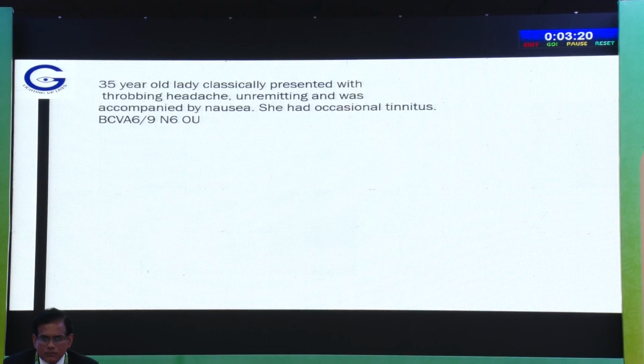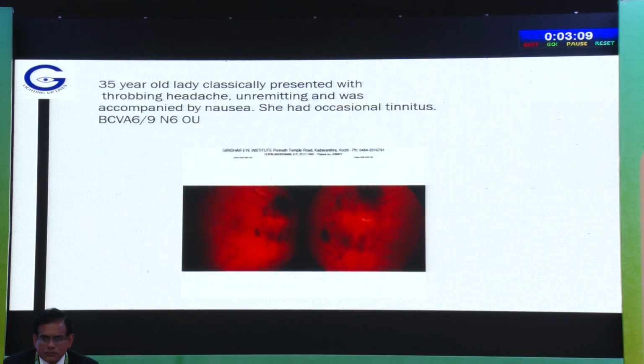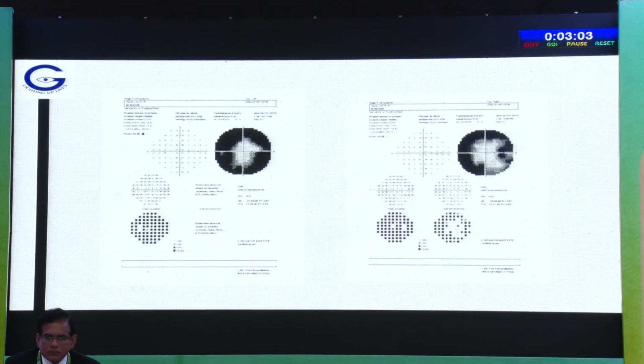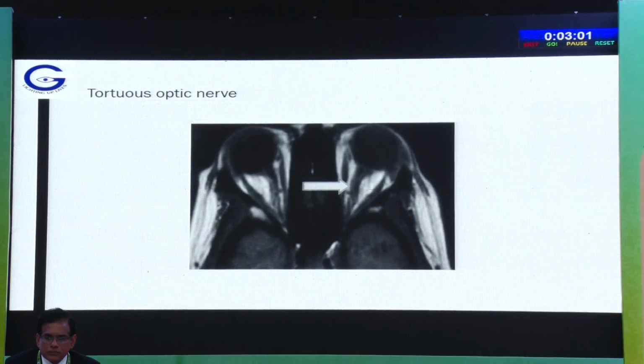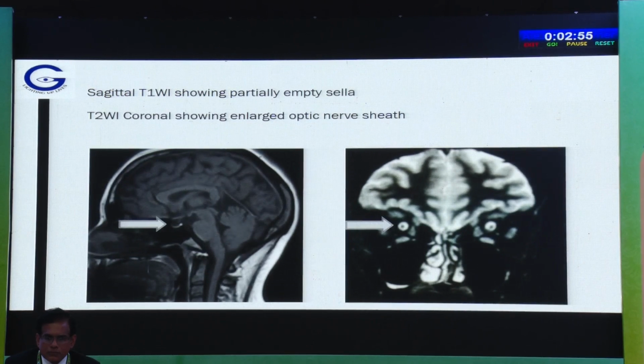This is a 35-year-old lady, classically presented with throbbing headache, unremitting, accompanied by nausea. She had occasional tinnitus, vision 6/9, and bilateral florid disc edema. This is the HFA picture, bilateral constriction of the fields. And MRI showed tortuous optic nerve, partial empty sella and enlarged optic nerve sheath, suggestive of idiopathic intracranial hypertension. So the disc edema in this particular patient is because of idiopathic intracranial hypertension.